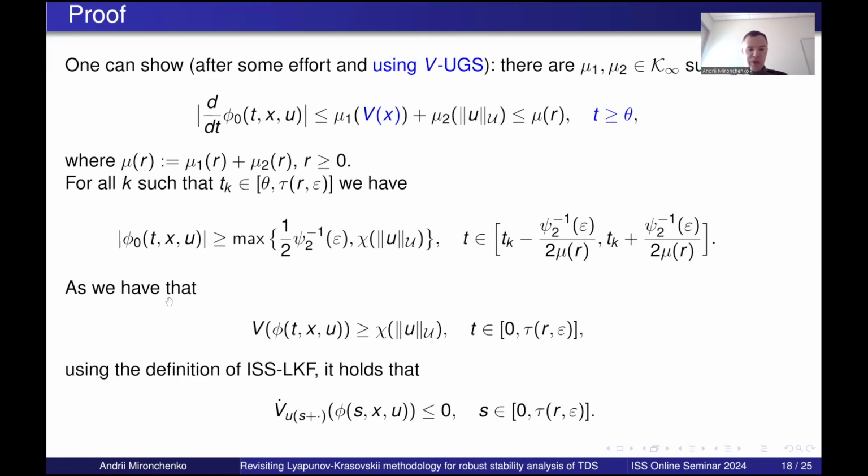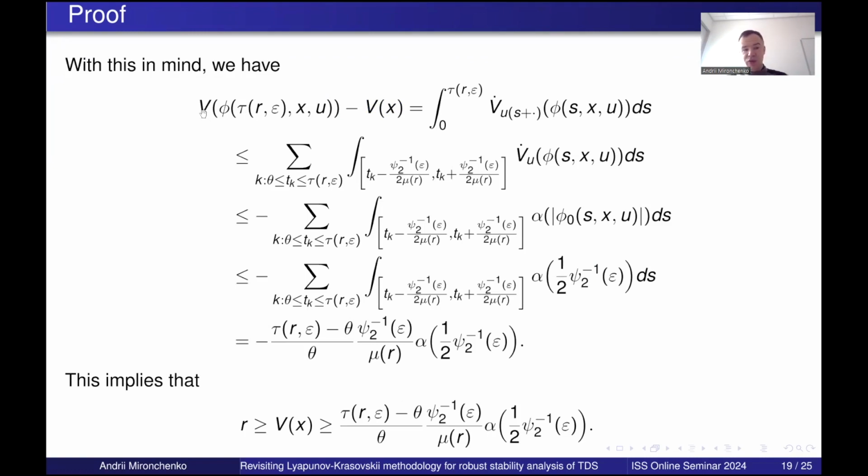What we also know, by our assumption that the system is not V-ULIM, is that V along the trajectory is upper bounded here by the norm of u. But now, since V is an ISS Lyapunov-Krasovskii functional, this means that along the trajectory, the derivative of V on this segment does not increase. Okay? And now we would like to use this estimate on the whole interval plus this estimate for these segments. Let us see how this works. So V of phi at time tau minus V of x can be written as such an integral, right? Now we upper bound this integral in this form.